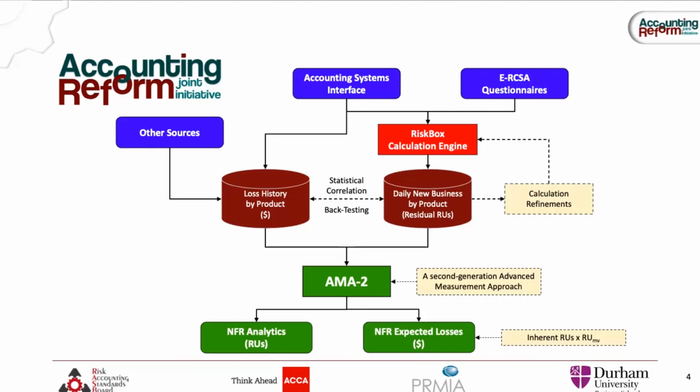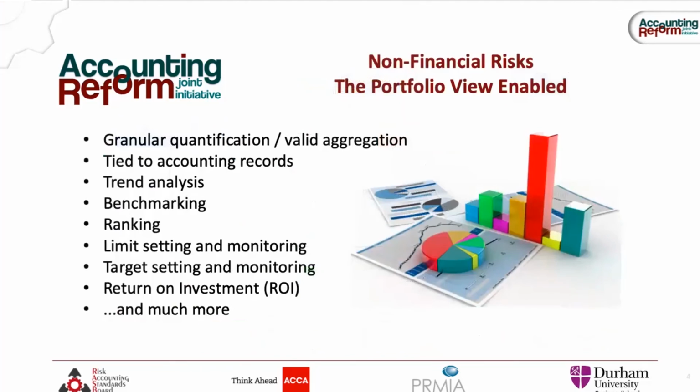And just for the avoidance of any doubt, risk accounting and AMA2 are precisely the same thing. It's two names for the same thing. So in conclusion, with risk accounting, also known as AMA2, the much sought after portfolio view of non-financial risks can become a reality, along with the risk adjustment of financial statements through accounting for expected losses.